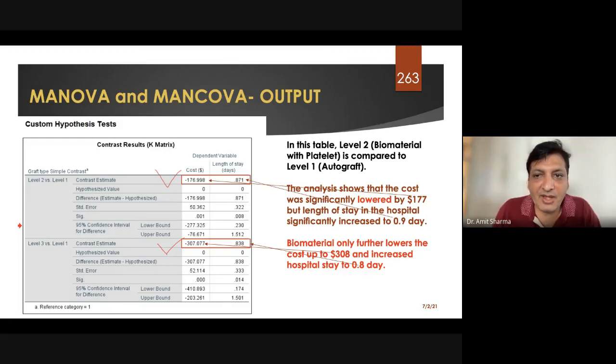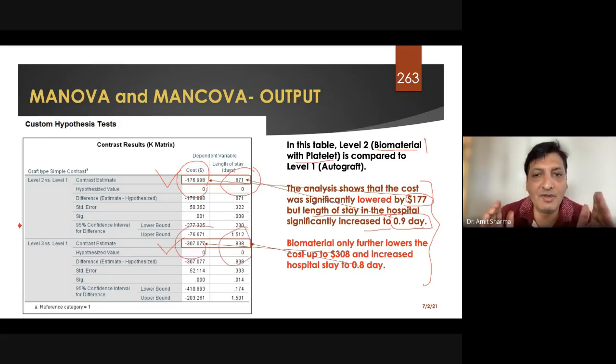So in this table, you can find label 2 was biomaterial with platelets, that was code number 1, compared with autograft, the other variable. The analysis shows, like this you have to write the results, that the cost was significantly lower by $177, but at the same time, the length of stay in the hospital is going to increase by 9 days. What you have to do is find those results where on one side you are getting a negative value and on the other side a positive value, like this.